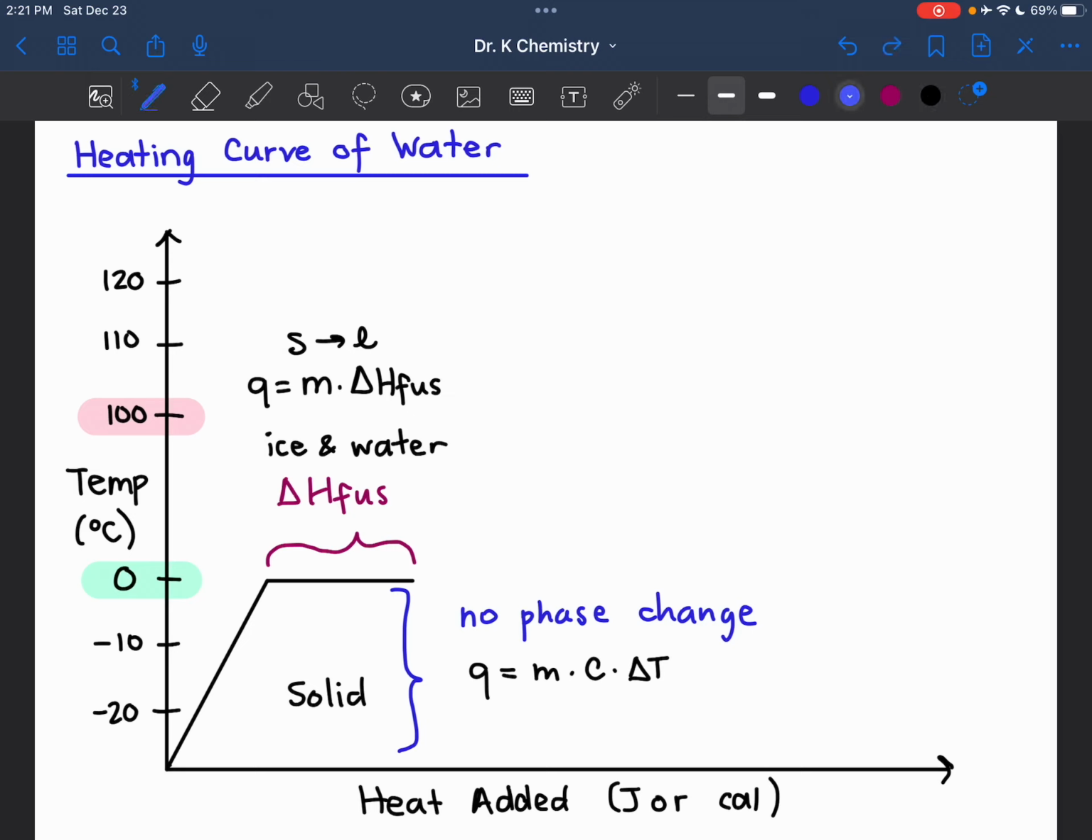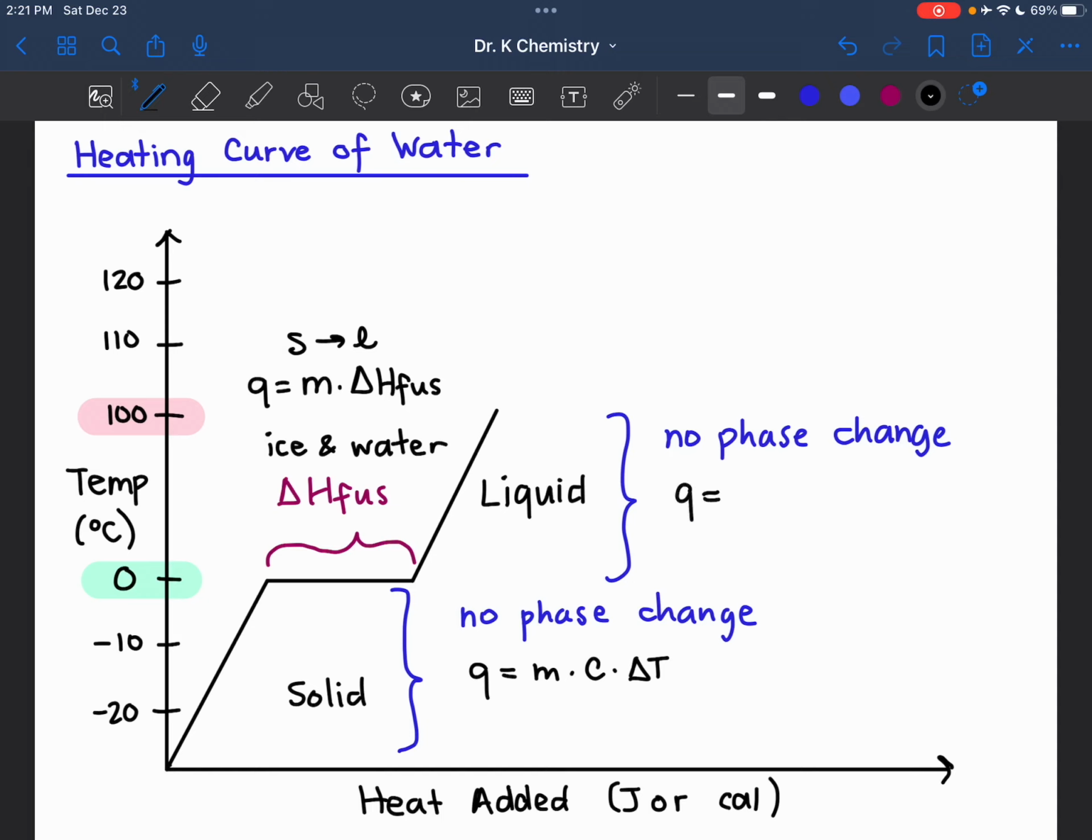Now, once that ice has completely finished melting, so we are now looking at this point right here, it is now liquid water. And if we keep adding heat to that liquid water, well, the temperature is going to increase. It's going to absorb more and more heat, and it's going to warm up. So here again, we're looking at a liquid, and we don't have a phase change. So as we're adding heat, we're going from cold water to very hot water, but it's still water. It has not changed phase yet. And because there is no phase change, we're going to use the equation Q equals mc delta T.